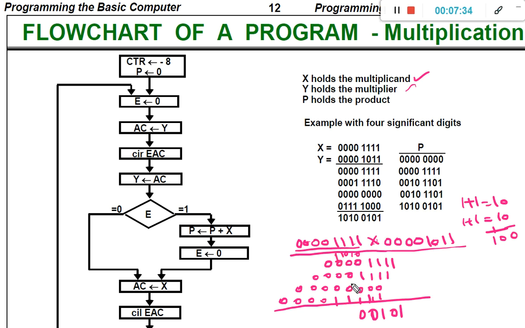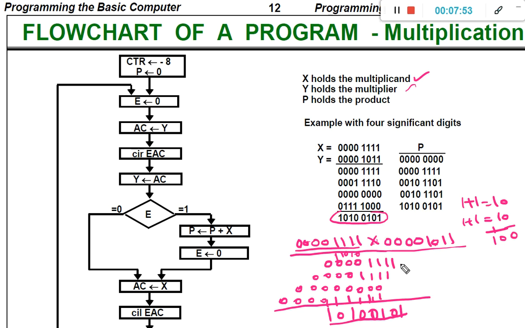That is 1 1 1 1. So 1 1 1 0 1. So what is the final result we got? So 1 0 1 0 0 1 0 1. So this you can find here. This is the final result.